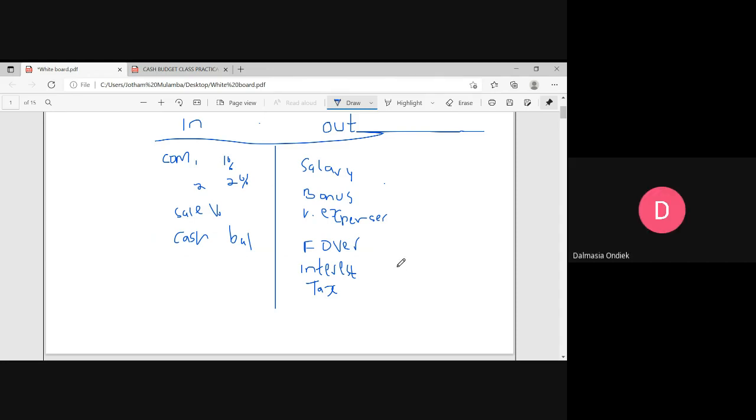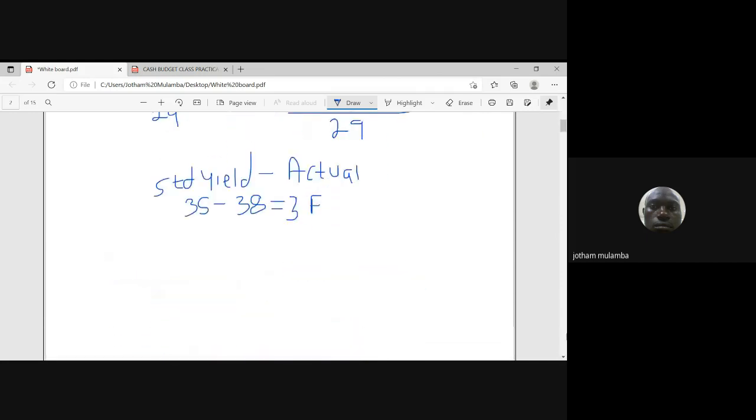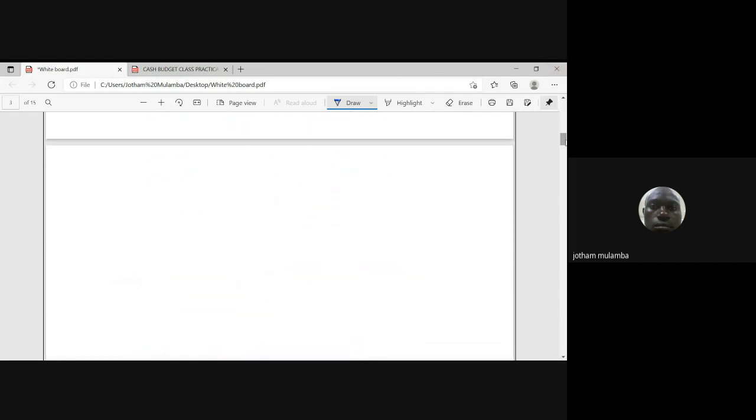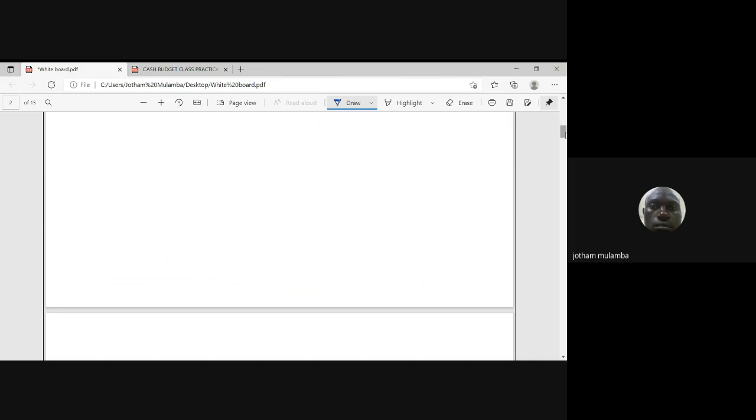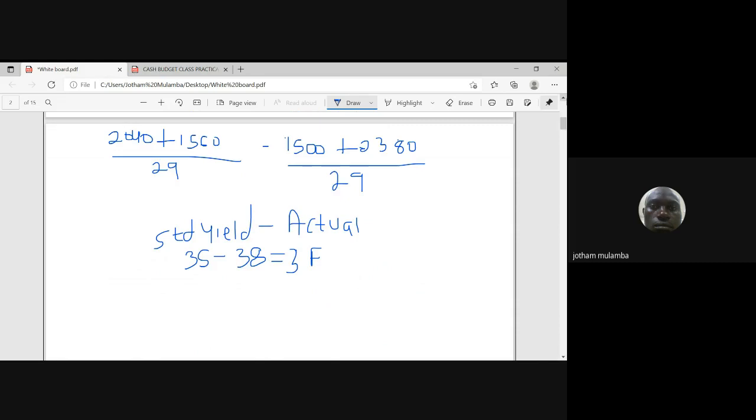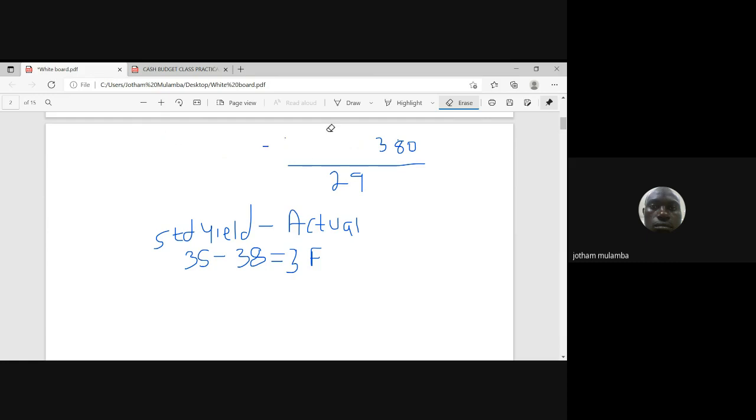So now we have identified the transactions. Now we want to go to computation to prepare a cash budget. It's prudent that we identify those transactions because at times, some of the transactions will not appear in the first few months. And if we didn't provide for those transactions, then it means we'll start fixing some figures, and our cash budget will eventually be very dirty.